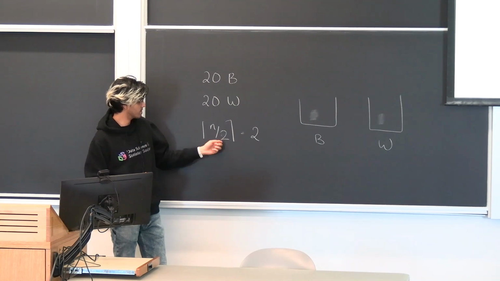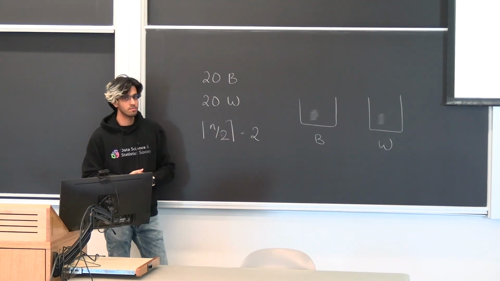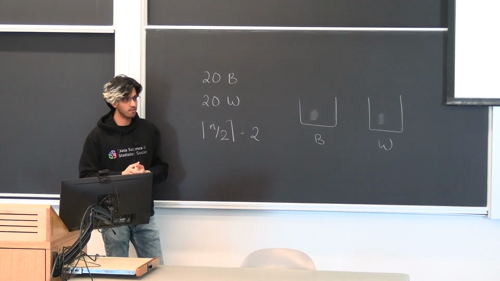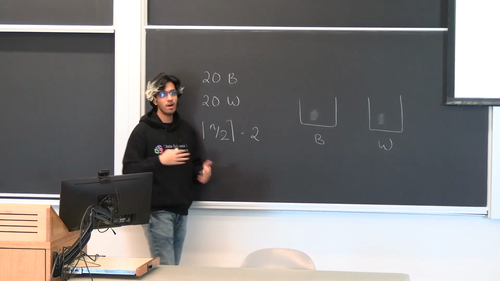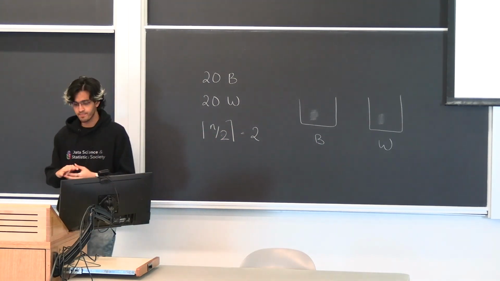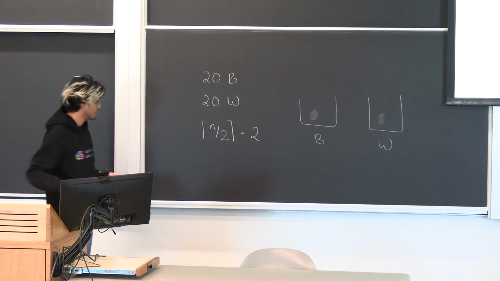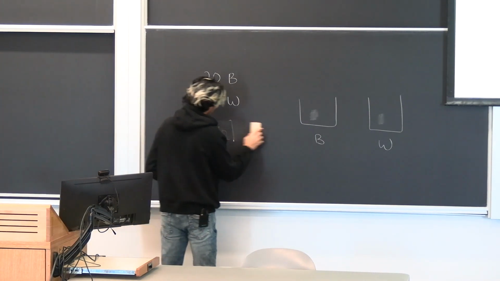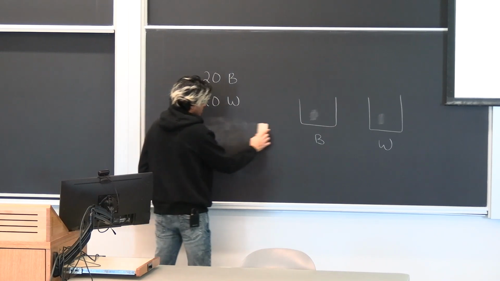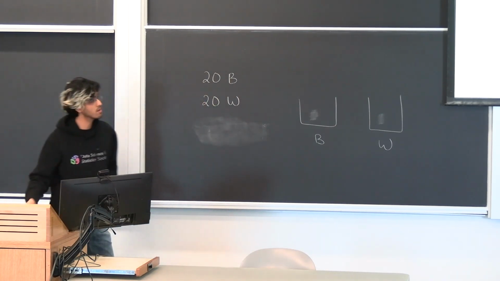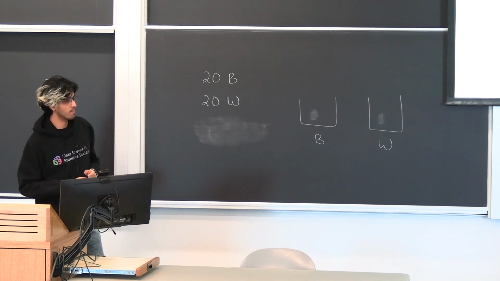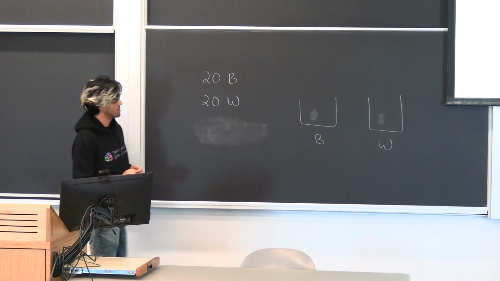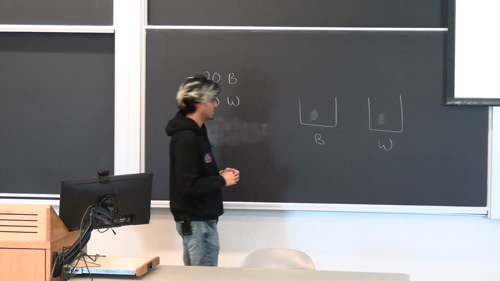Now, what value of n satisfies this? What's the smallest value of n that satisfies this? 3, right? 3 over 2 is 1.5. When you take the ceiling, you get 2. Okay? Now, applying the same logic, how much would you need for 7 valid pairs? 15, right?